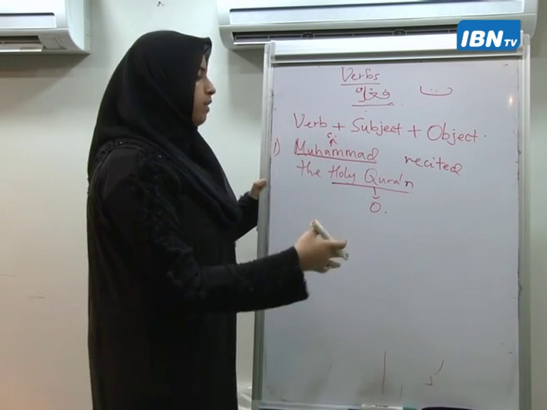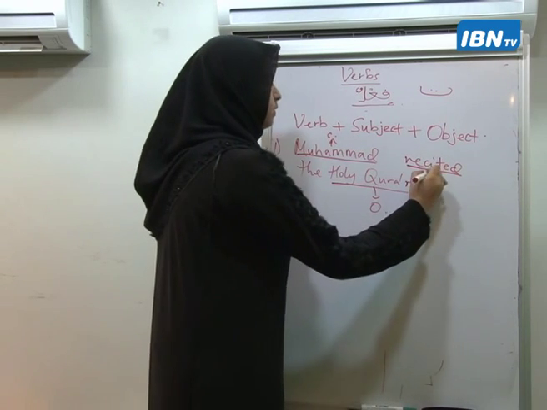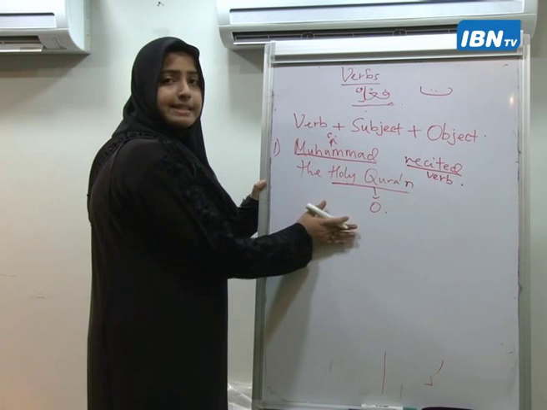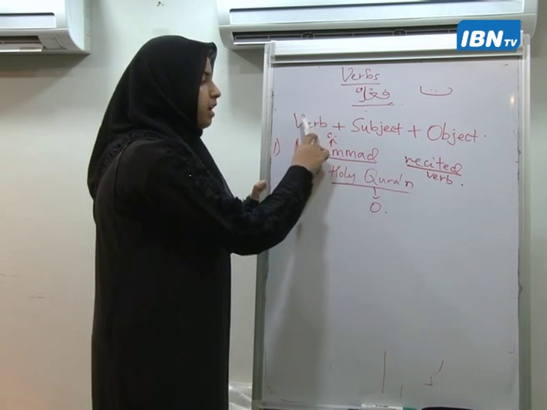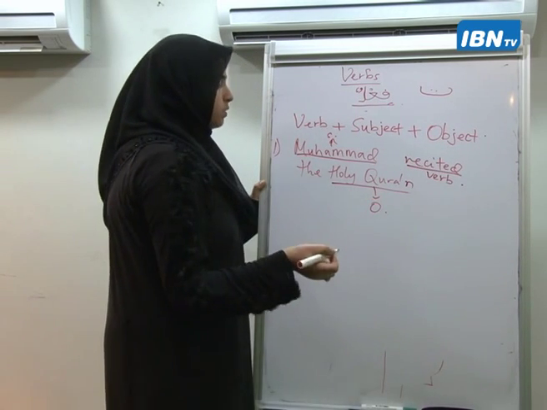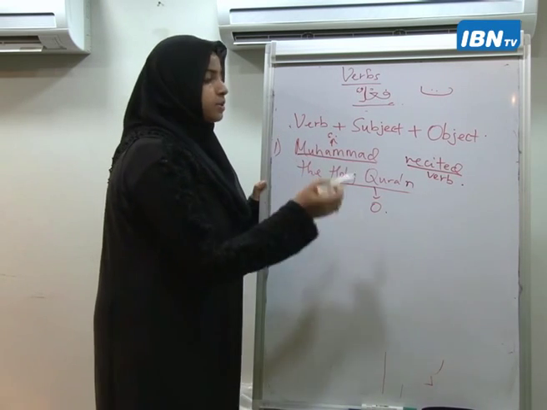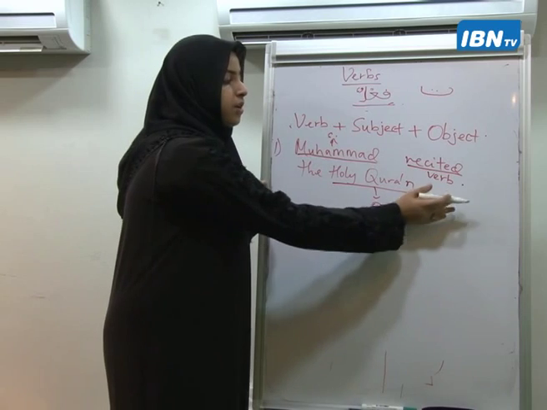Recited the Holy Quran. So recited becomes a past tense, which is also a verb. Right. So I'm going to translate this sentence here into Arabic using my format, verb, subject, object. So what is my verb here? I'll start with the verb, right? So what is my verb in this sentence? My verb in this sentence is recited.